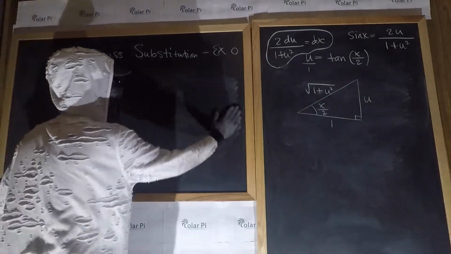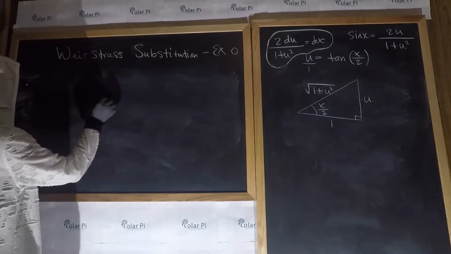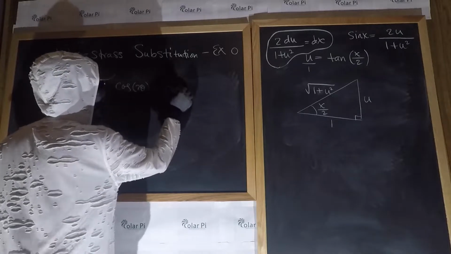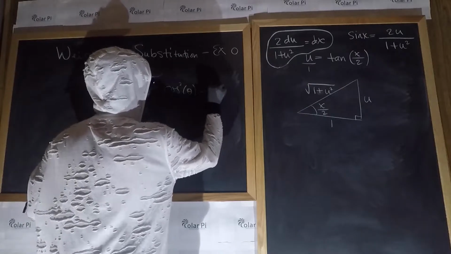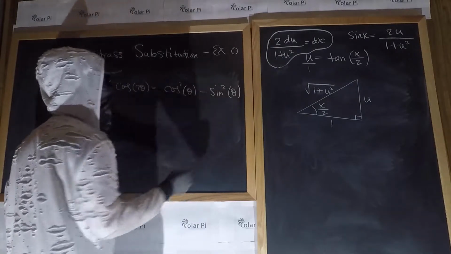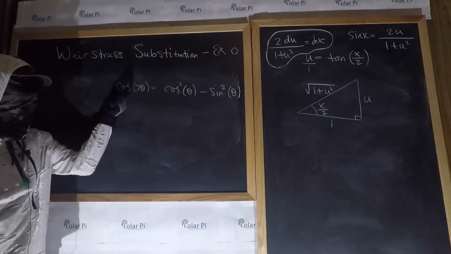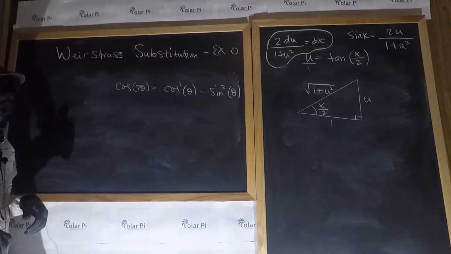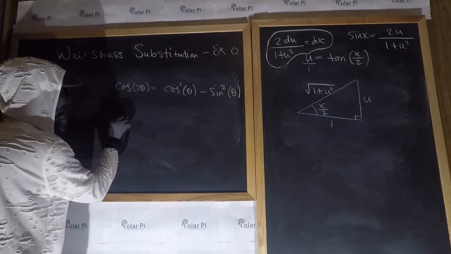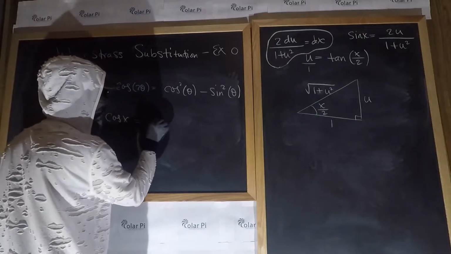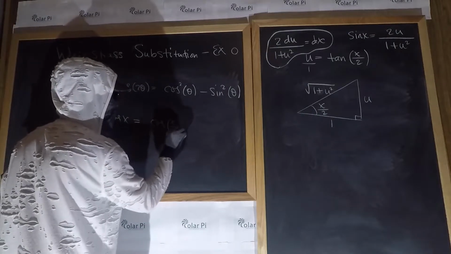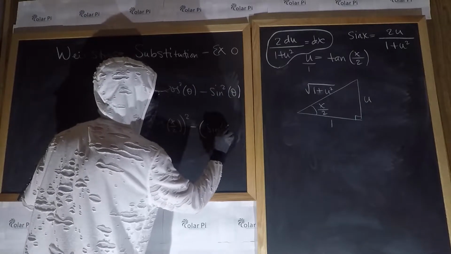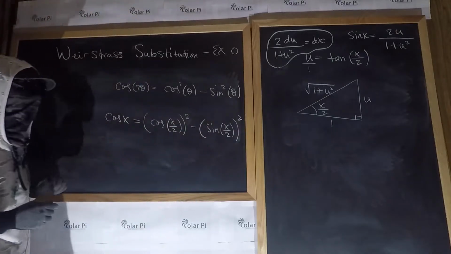using the cosine double angle formula, in particular the one that says that cosine 2 theta is equal to cosine squared theta minus sine squared theta. This one of 3 versions of the cosine double angle formula is what's useful in the context of what we're discussing. So then we see that cosine x is equal to cosine x over 2 squared minus sine x over 2 squared.